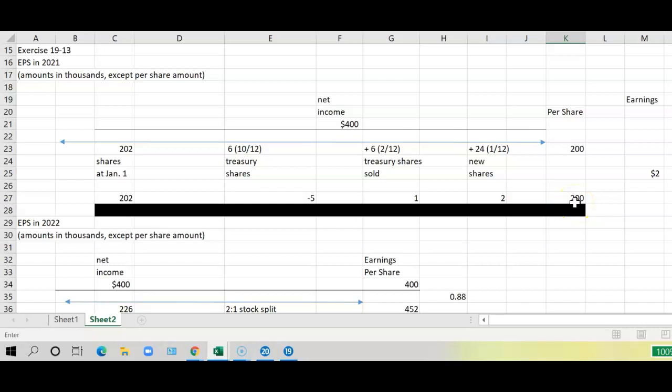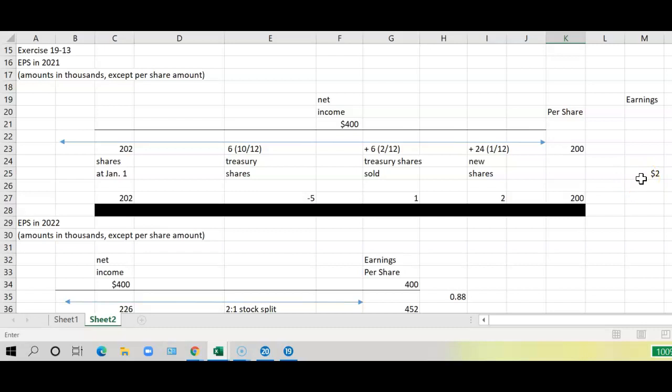You would take 400,000 net income divided by the weighted shares outstanding of 200,000, which gives you $2 for your earnings per share.